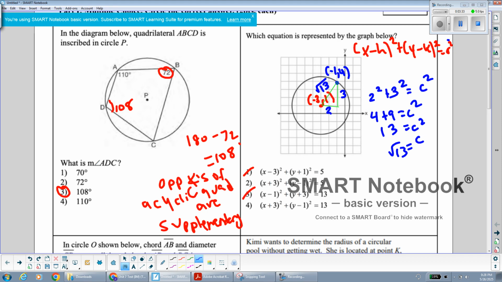So radical 13 is the radius. But remember, in the equation on the right-hand side, it's r squared. So r squared is radical 13 squared, which is just 13. So that would be answer choice number 4. That would be the correct answer.